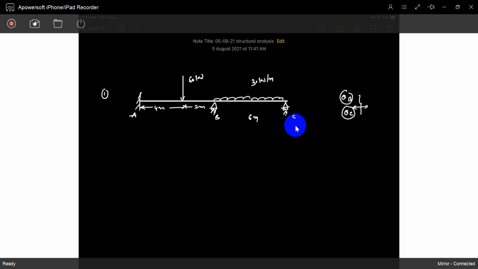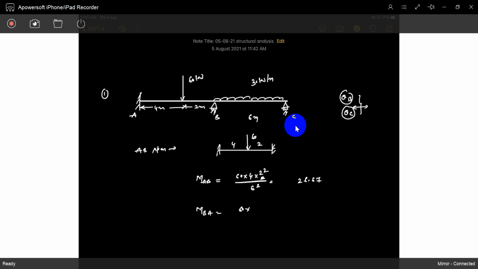First we will write fixed end moments for AB. For the AB span, fixed end moments are taken with both supports fixed. This is 60 at 4 and 2. So what is the value? MAB is what? MAB is 60 times 4 times 2 square divided by L square. What is that value? That value is 26.67.